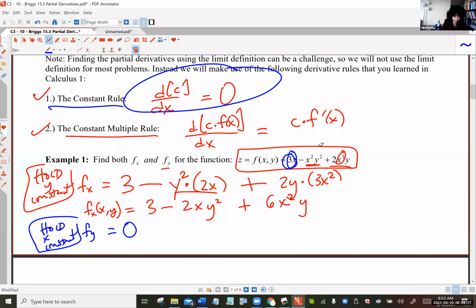Pretty weird, huh? What? The derivative of 3x is 0? Yes, when you're differentiating with respect to y. That's the weird part about this.